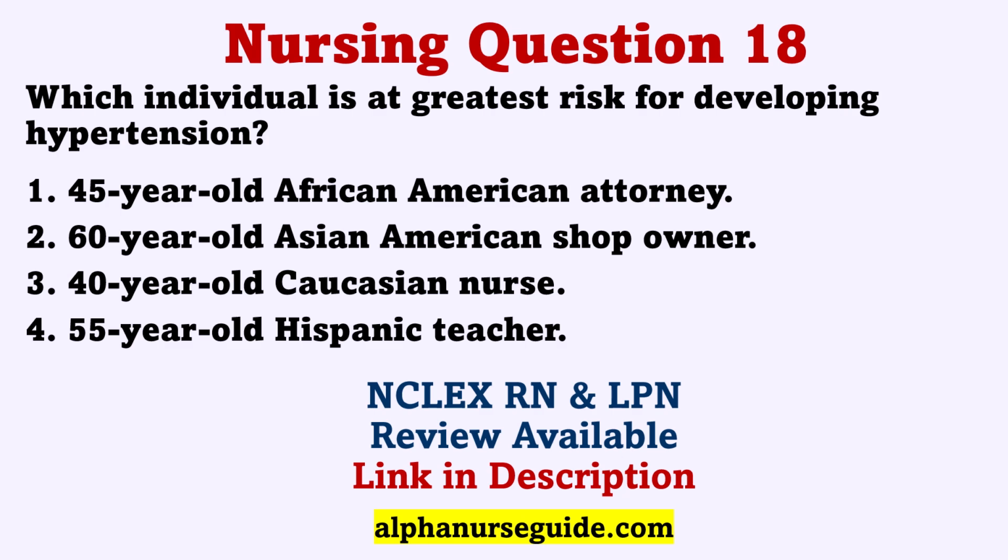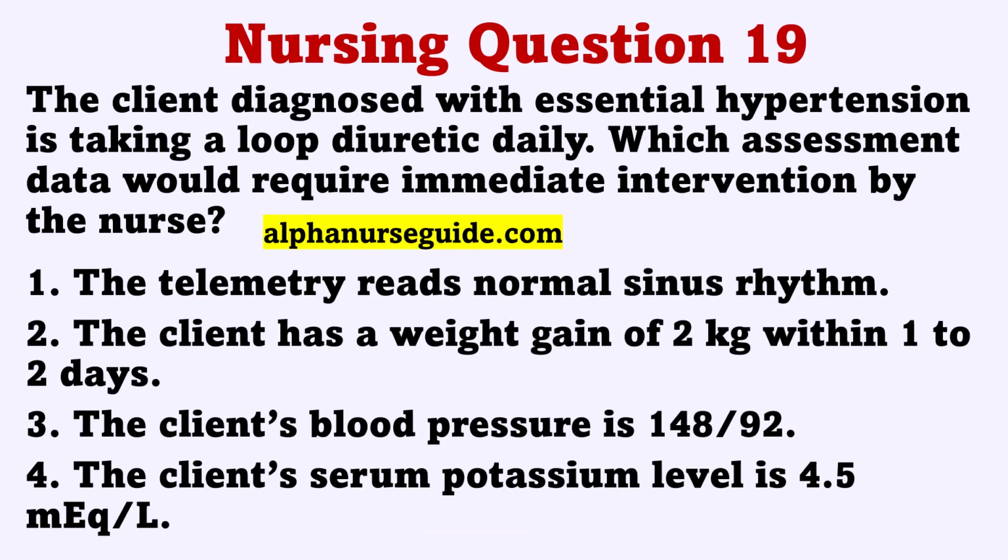Therefore, the 45-year-old African American attorney is at the greatest risk for developing hypertension compared to the other individuals mentioned. The client diagnosed with essential hypertension is taking a loop diuretic daily. Which assessment data would require immediate intervention by the nurse?